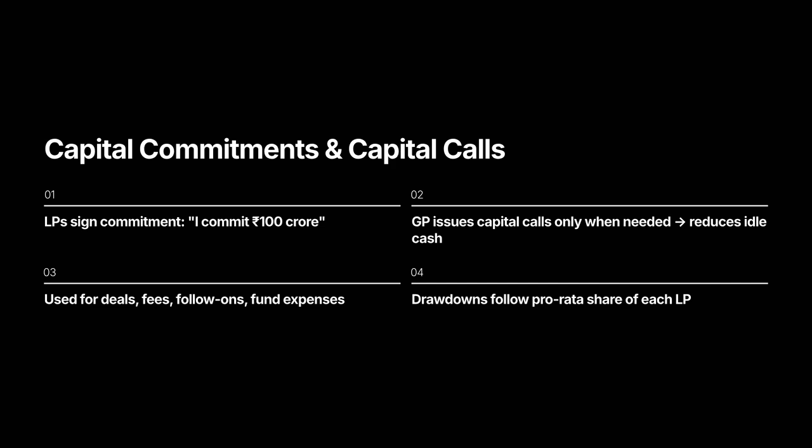Capital commitments and capital calls. LPs commit a fixed amount. The GP calls this money only when needed. This avoids idle cash and aligns timing with deals. When the GP issues a capital call, each LP pays its pro rata share, exactly in proportion to its commitment. Capital calls can be made for new investments, follow-on rounds, management fees, and fund expenses. This system keeps the fund efficient and disciplined.